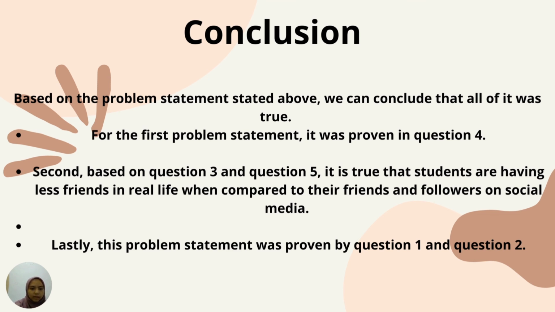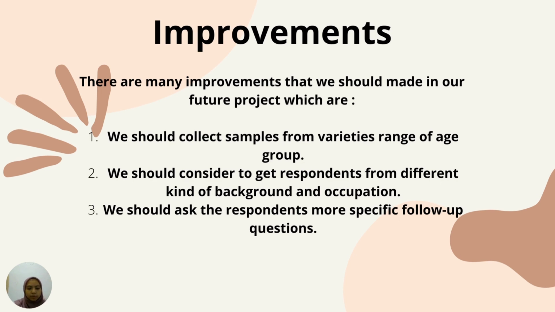Next, for the improvements that we should make in our next project: firstly, we should collect samples from a variety of age groups to obtain a better survey result on social networking. Secondly, we should consider getting respondents from different backgrounds and occupations to obtain more diverse results. And lastly, we should ask the respondents more specific follow-up questions regarding a smaller scope of social networking sites, such as specifically about Instagram, to obtain more specific results.